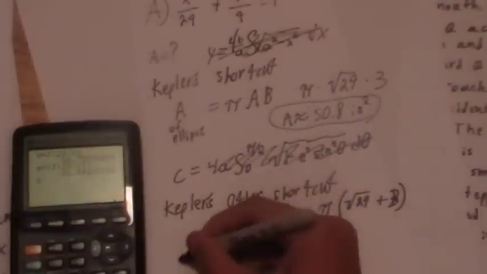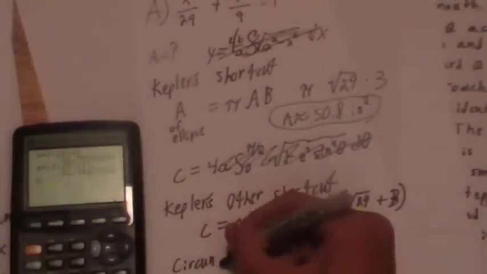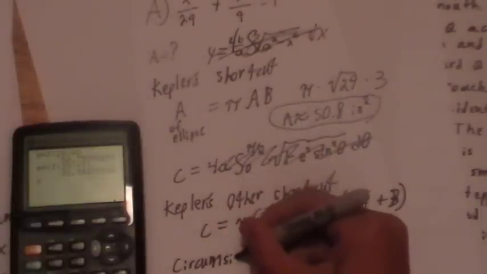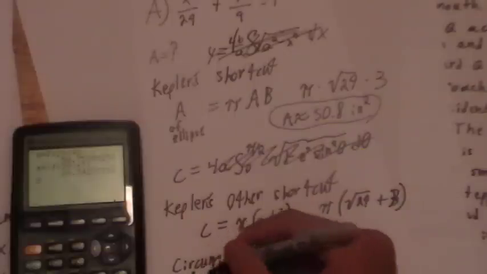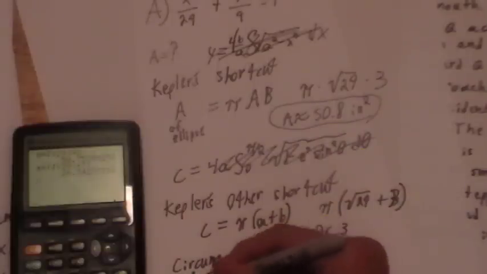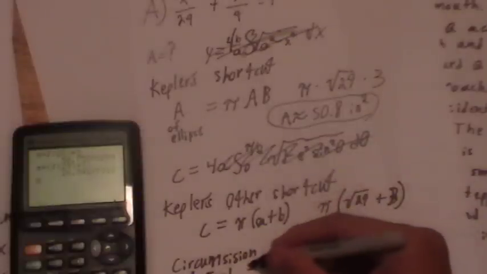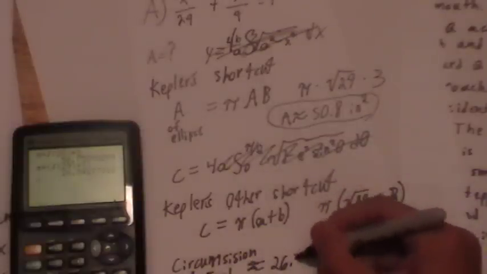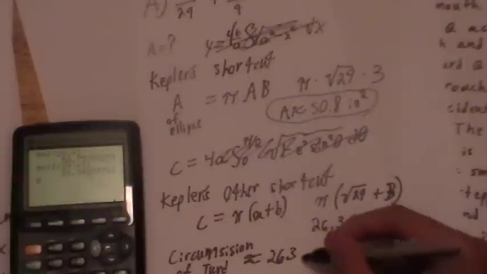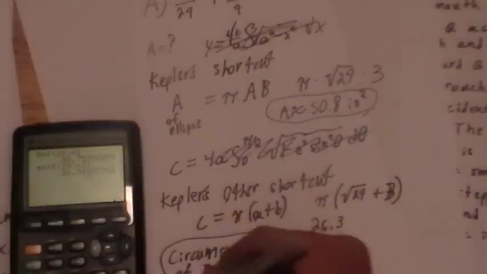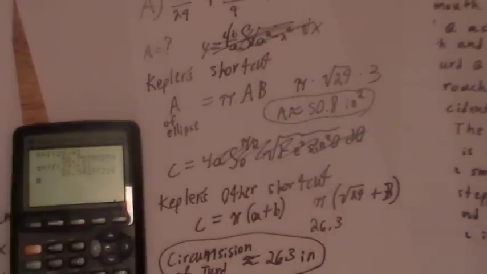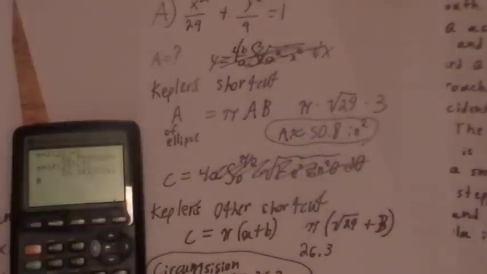So the circumference of the figure G is roughly 26.3. I'm not really sure of the units, inches, so that is of course a really big one. And there's your answer to part A. We found the area and we found the circumference of G. Okay, now let's move on to part B.